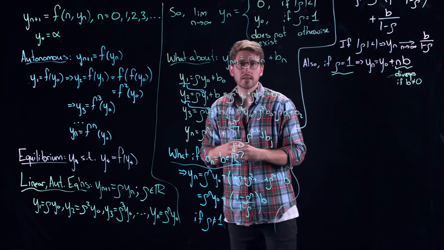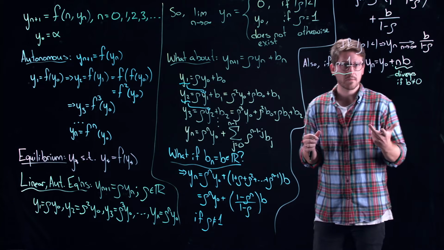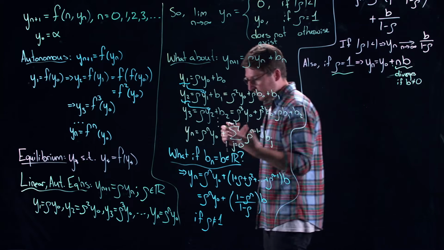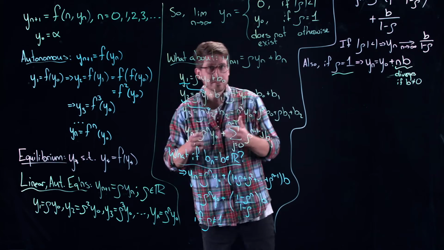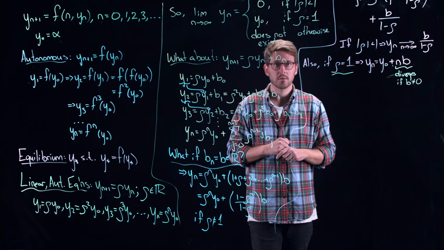Now, if you were to write down your successive approximations that you created for Euler's method, that thing is nonlinear. If it's nonlinear, things get even more complicated. So let's take a look at another example.